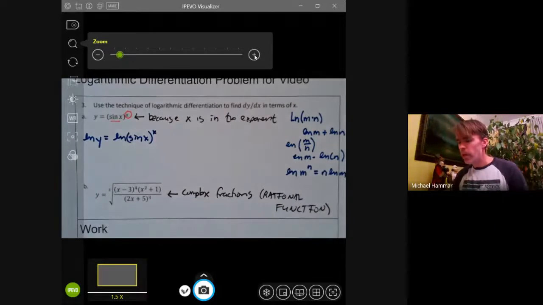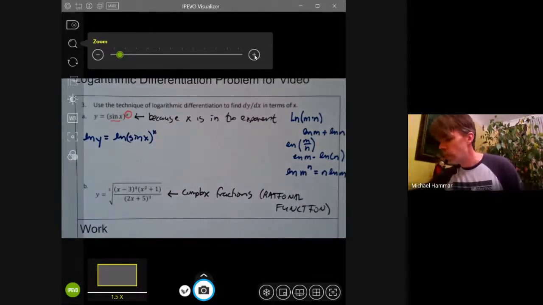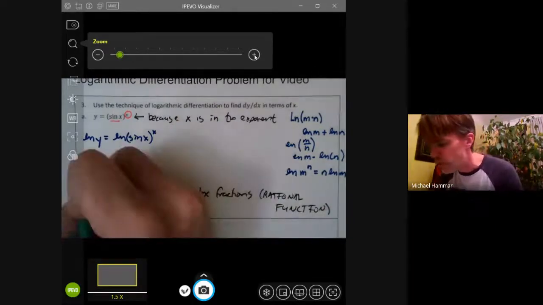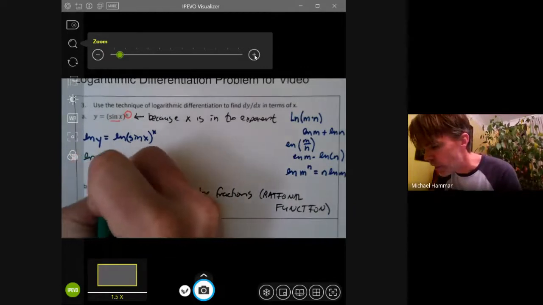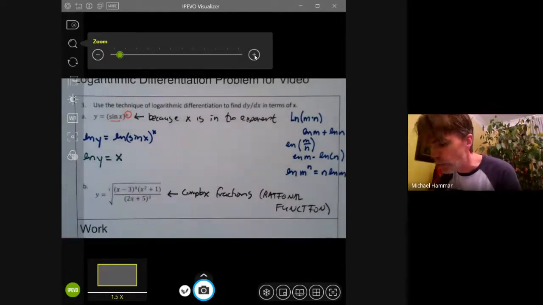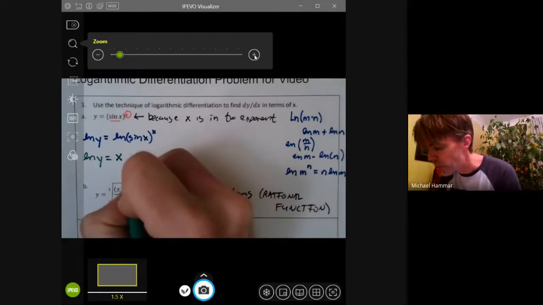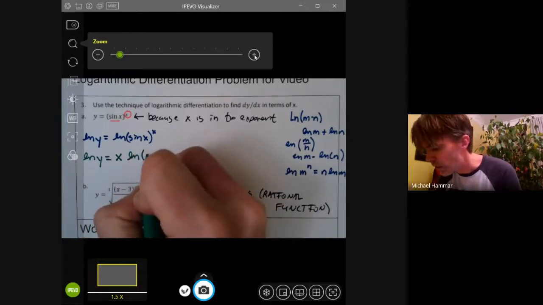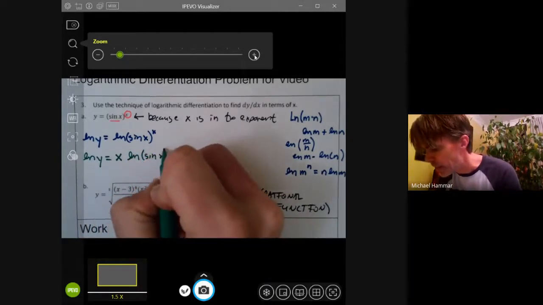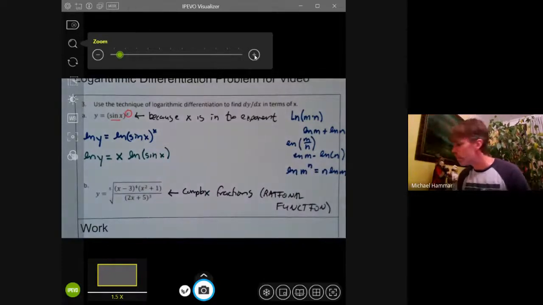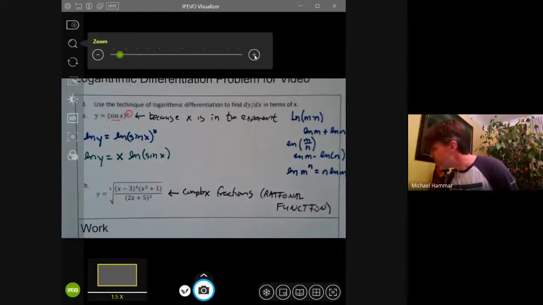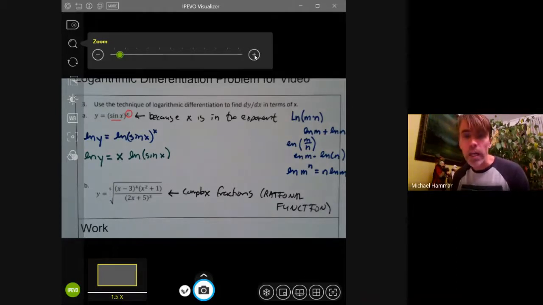Okay? Now, by doing so, that now allows me to go like this. The natural log of y equals, I can now pull the x out to the front, natural log of sine of x. Okay? So here's what we have to do. We are now going to go through and take the derivative at this point.